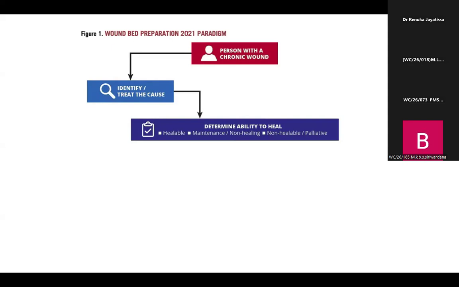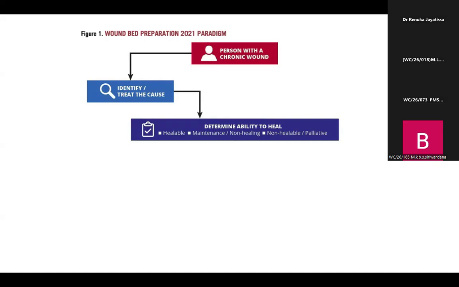Vascular, there are three things: arterial, venous, lymphatic. Those have to be looked at and assessed. If they are there, you've got to sort them out. If there's infection, sort it out. If there's deformity and pressure, sort it out. Do the offloading, make sure those things are happening. Otherwise, there's no point putting a dressing on a wound that you're going to keep on walking on. It will never ever heal.